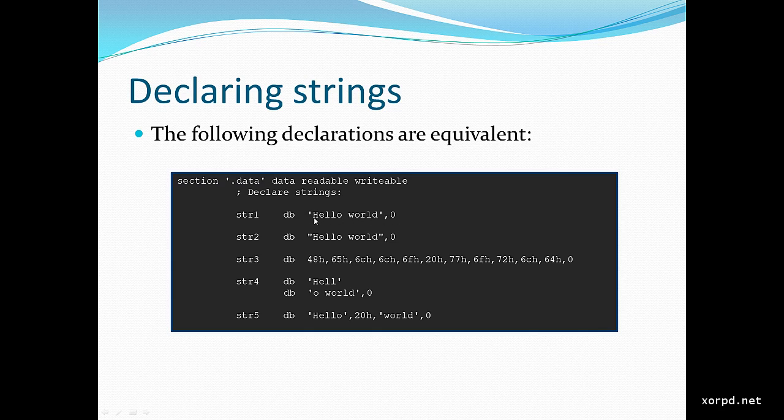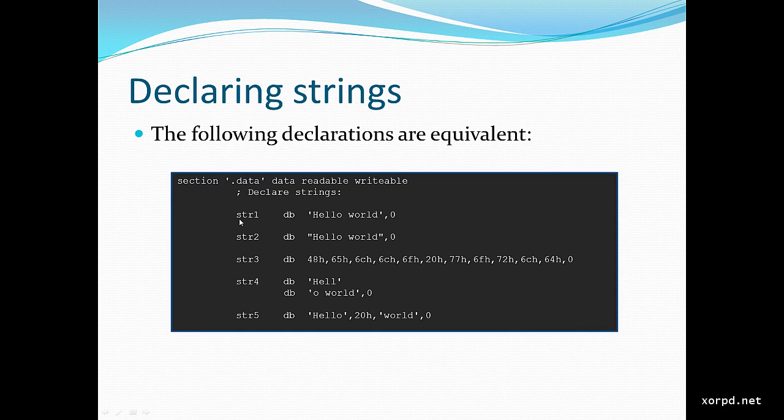You might be surprised that I can do something like this, because so far we have used the db operator with numbers, with bytes. The assembler understands that this is a string, and it will know to convert it to separate bytes. It will convert each character. For example, the H character will be converted to this number, 48, and the E character will be converted to 65, and so on.